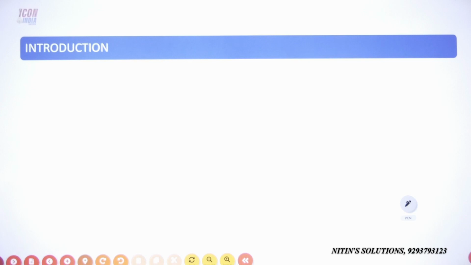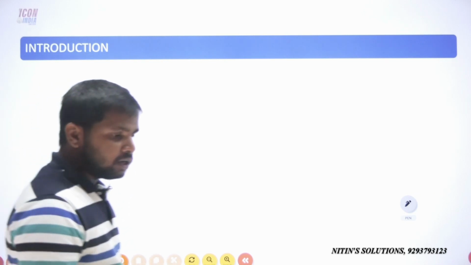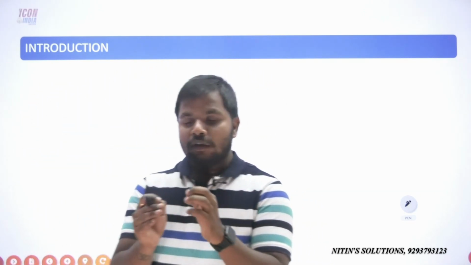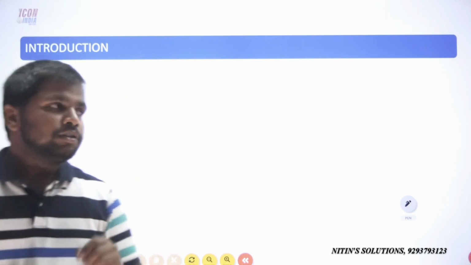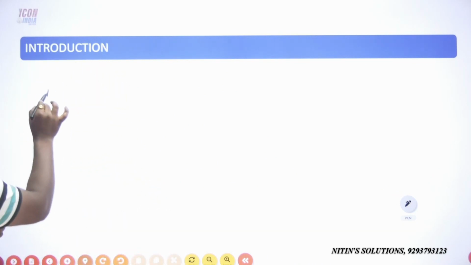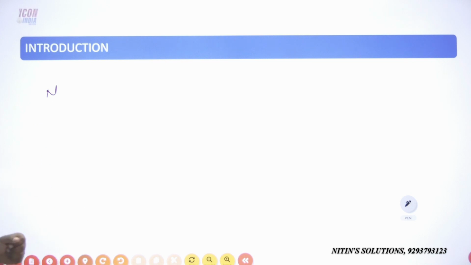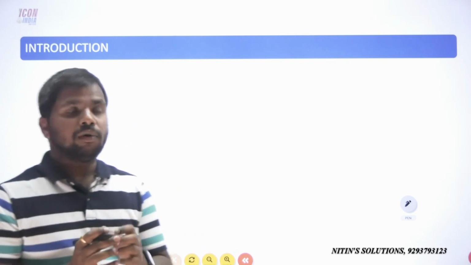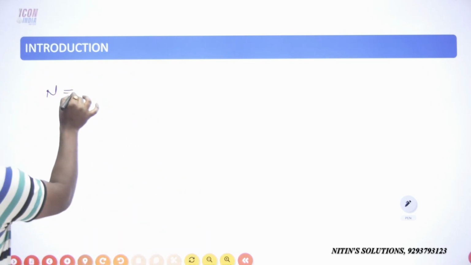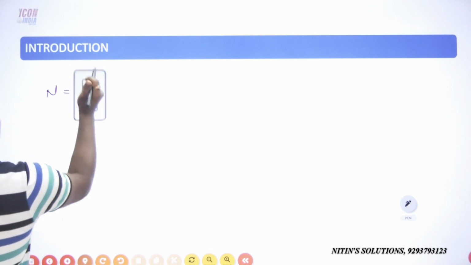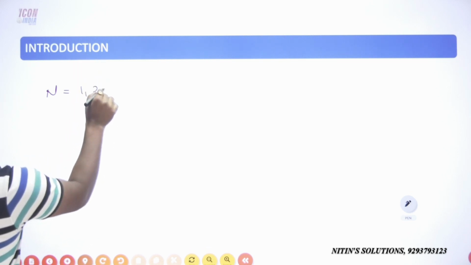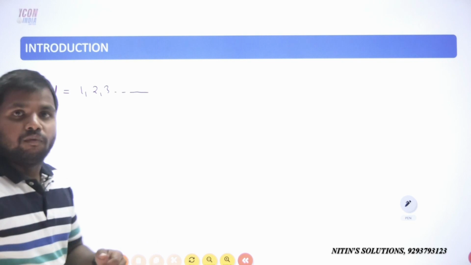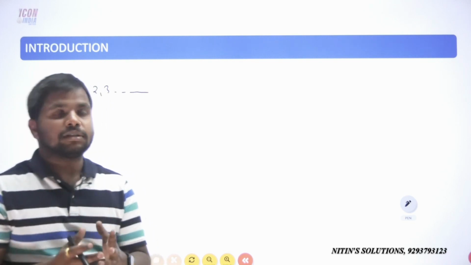Now coming to the next concept, the introduction. So we know what the types of numbers are. Generally, natural numbers we know. The natural numbers are represented with N, and they are all the counting numbers. The numbers which we use to count are called natural numbers, like 1, 2, 3 and so on, right?